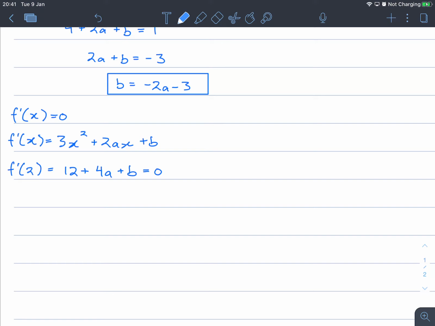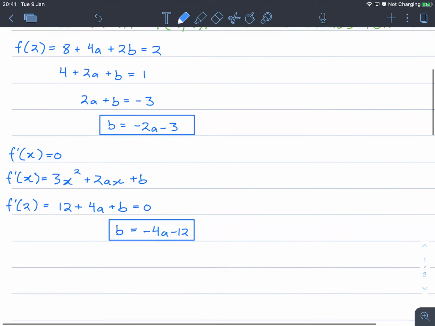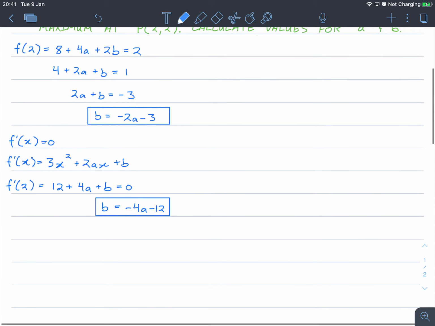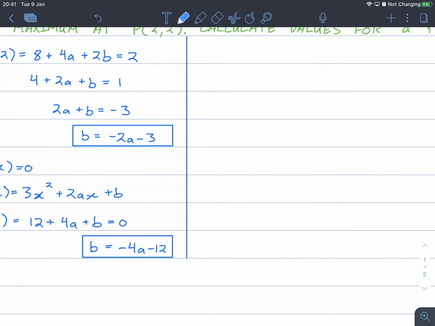Okay, so letting b become the subject, this will become b is equal to, moving 4a to the other side and 12 to the other side as well, we get negative 4a minus 12. That's as far as we can go with that expression. But now take notes. We have two equations here, both equaling b. Let's let these two equations equal each other. So negative 2a minus 3 is equal to this expression here, negative 4a minus 12.